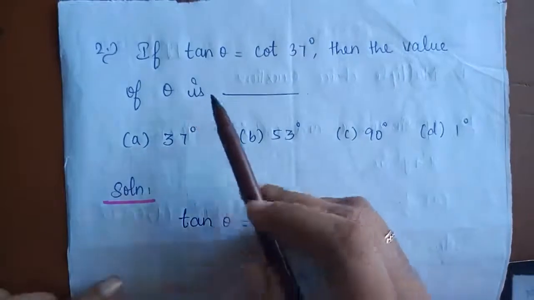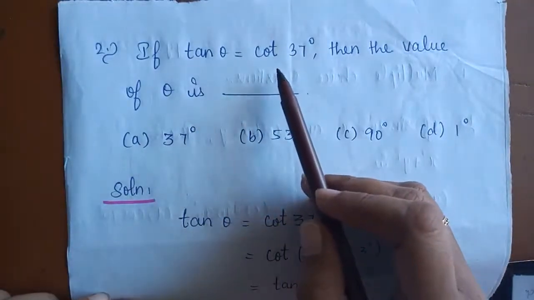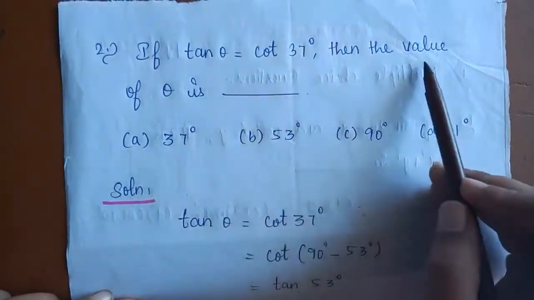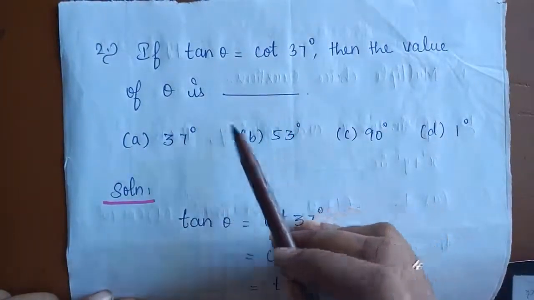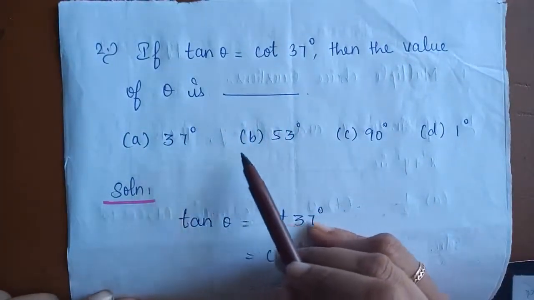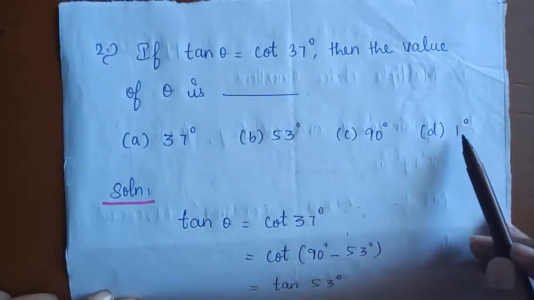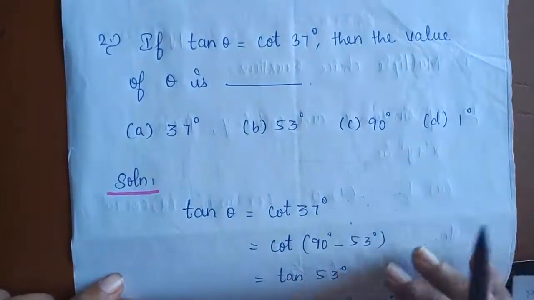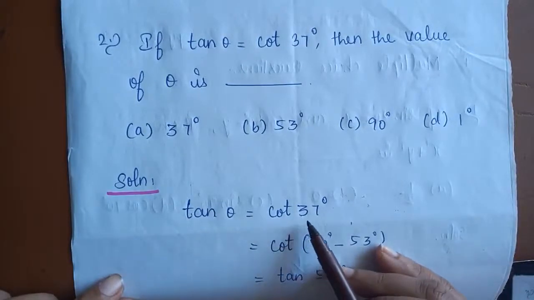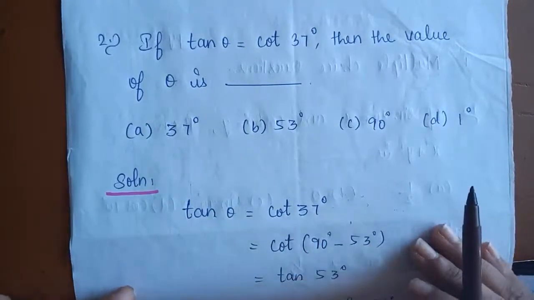Question number 2. If tan theta is equal to cot 37 degree, then the value of theta is dash. Option A 37 degree, option B 53 degree, option C 90 degree and option D is 1 degree. So solution, tan theta is equal to cot 37 degree is given in the question.